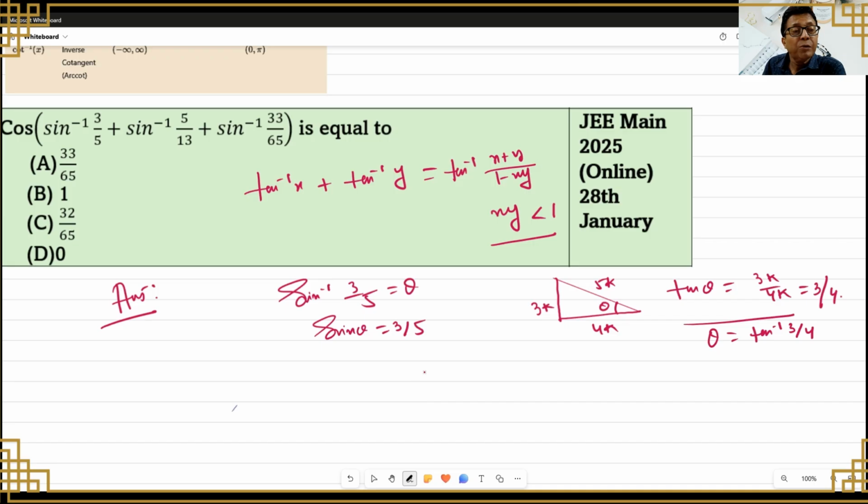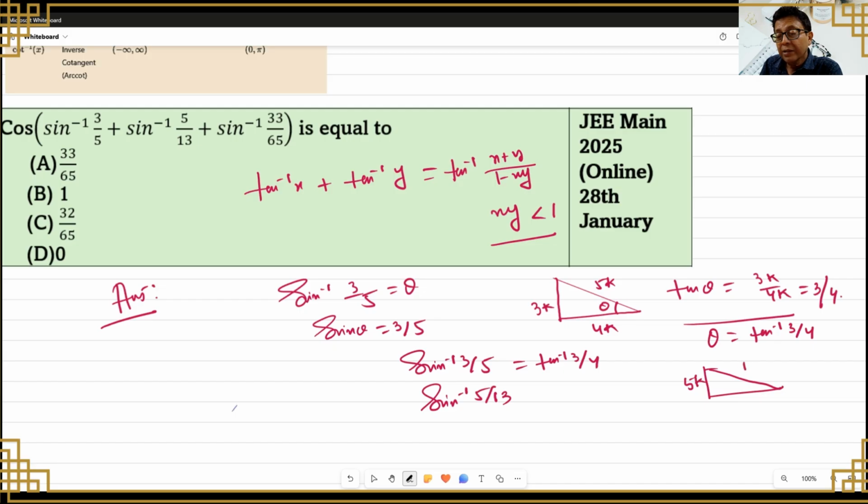Similarly, so you have got sine inverse 3 by 5 equals tan inverse 3 by 4. If you do the same thing for sine inverse 5 by 13, 5k, 13k, this is going to be 12k. So it is tan inverse 5k by 12k, that is 5 by 12.